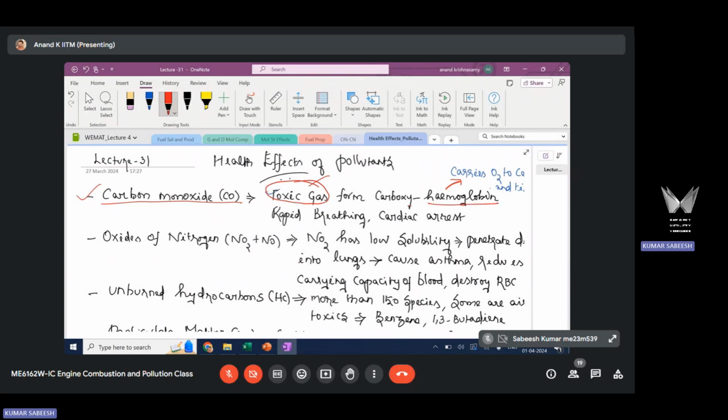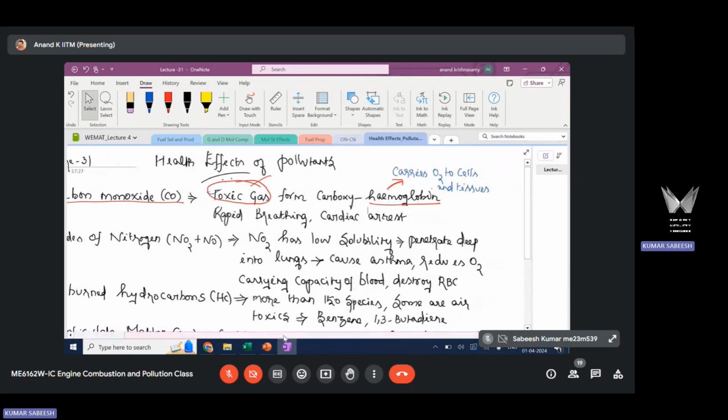You know what is hemoglobin? It carries oxygen. Hemoglobin functions to carry oxygen to cells and tissues. In the blood you have this hemoglobin, and through this you are transferring oxygen to the cells and tissues. Cells and tissues need oxygen for regular functioning.